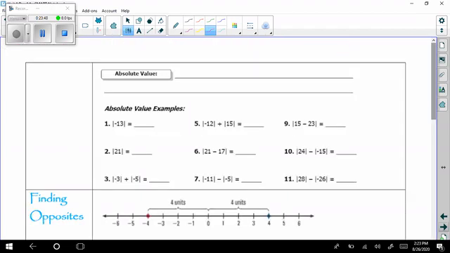All right, so now we're going to do absolute value. What is absolute value definition-wise? So here I want you to write in a definition or explanation.